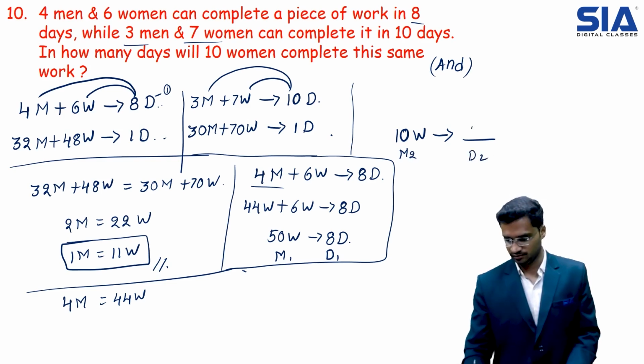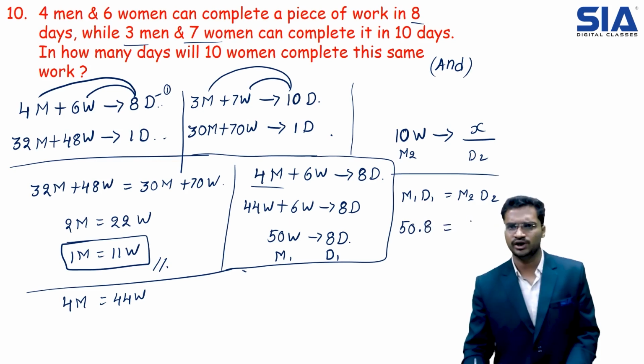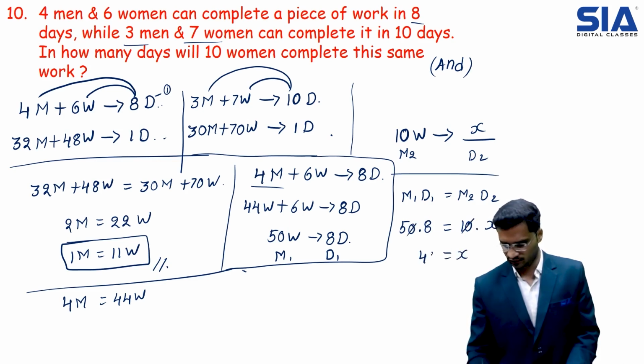So this is d2. Let us assume this as x. We know that m1 d1 is equals to m2 d2. So m1 here is 50 multiplied by d1 is 8 is equals to m2 here is what? m2 is 10 multiplied by d2 is 8. 0 0 gets cancelled. The value of x is 40.